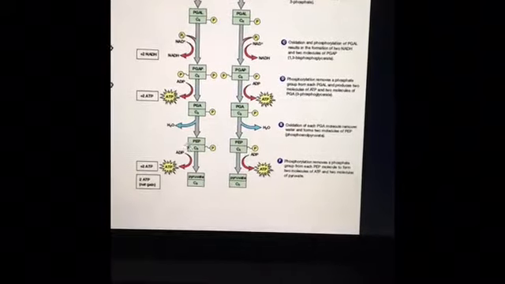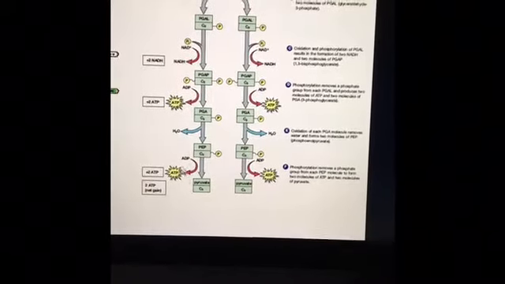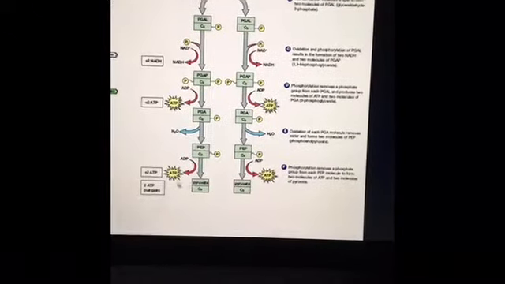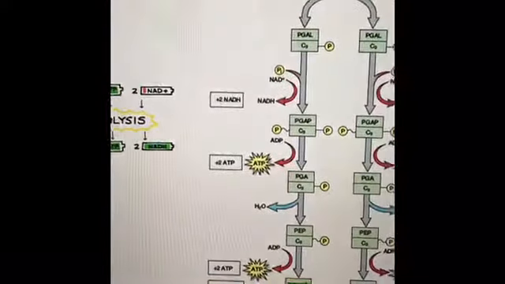Then from that it turns into a PEP molecule, and then from that it's phosphorylated again with ADP, and you get one ATP for each PEP molecule. And after that, once it's phosphorylated, you get two pyruvates. And what happens in glycolysis is you get a net gain of two ATPs and two NADH used in the electron transport system.